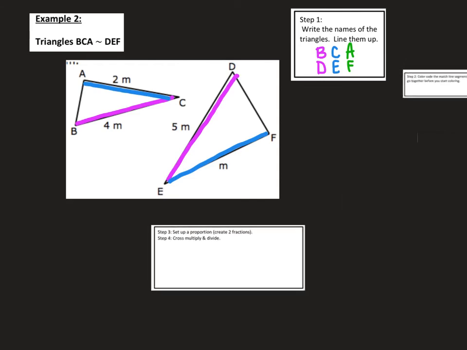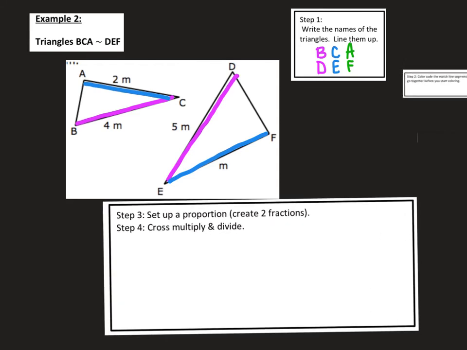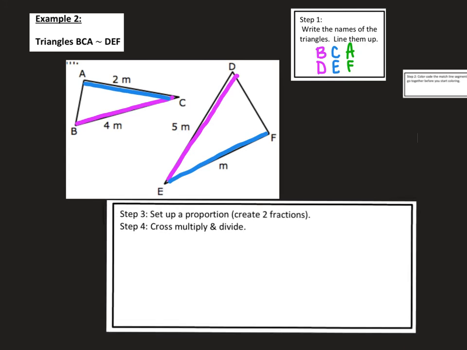On step 3, now I need to determine the missing measurement. I need to know how long this line is where the M is set up. I've got my color-coded line segments. They're going to go together. And then my 2 blue line segments are going to go together as well. It doesn't really matter if you put the shape on the left first or the shape on the right first. It's totally your choice. I'm going to start with one on the left, which is 4.